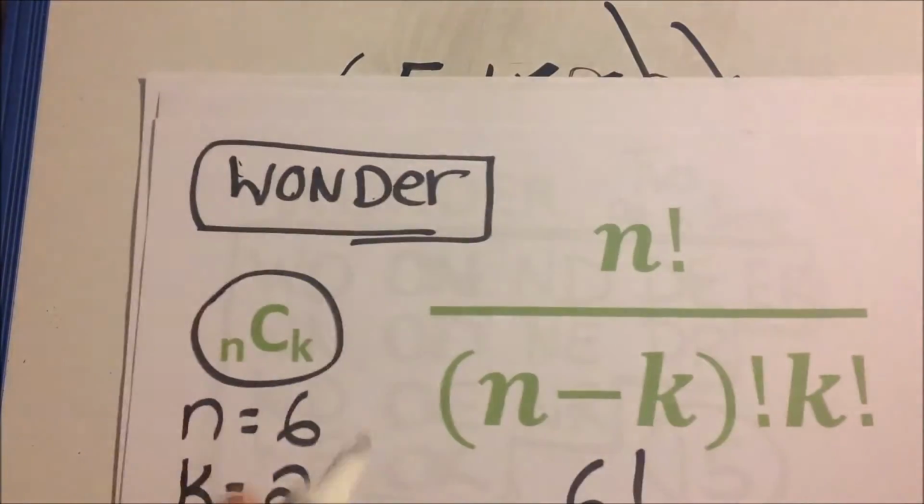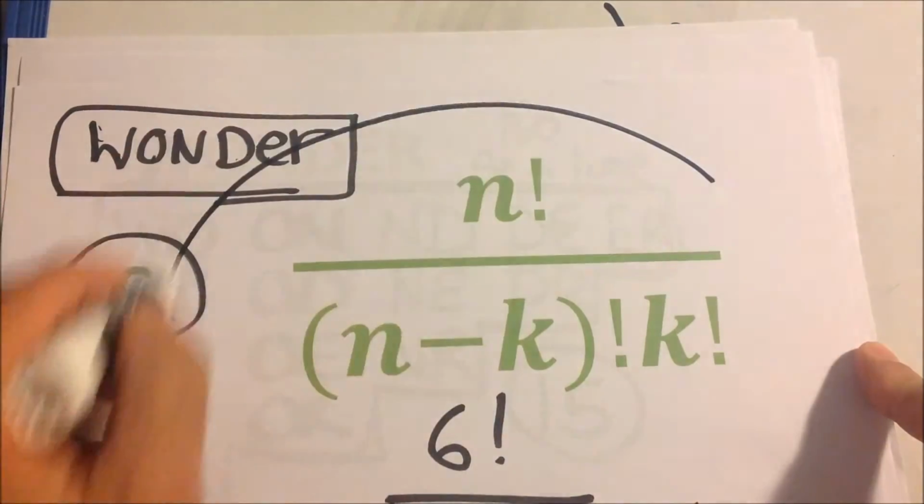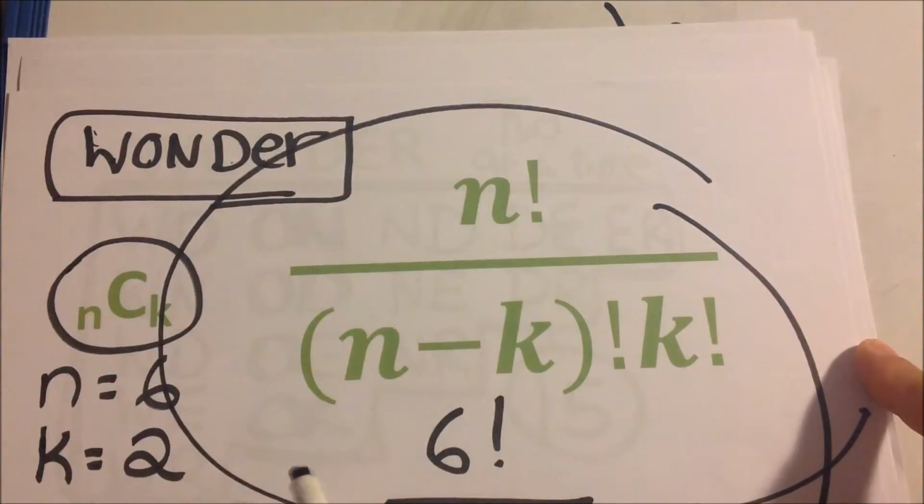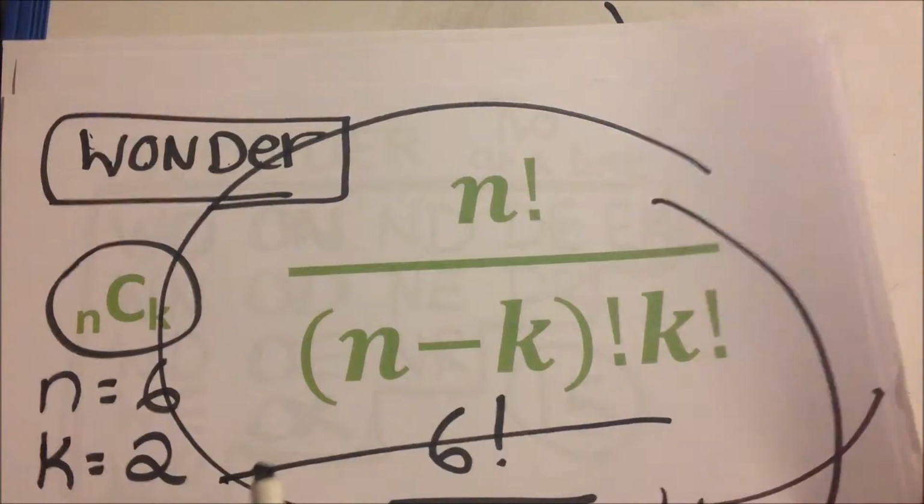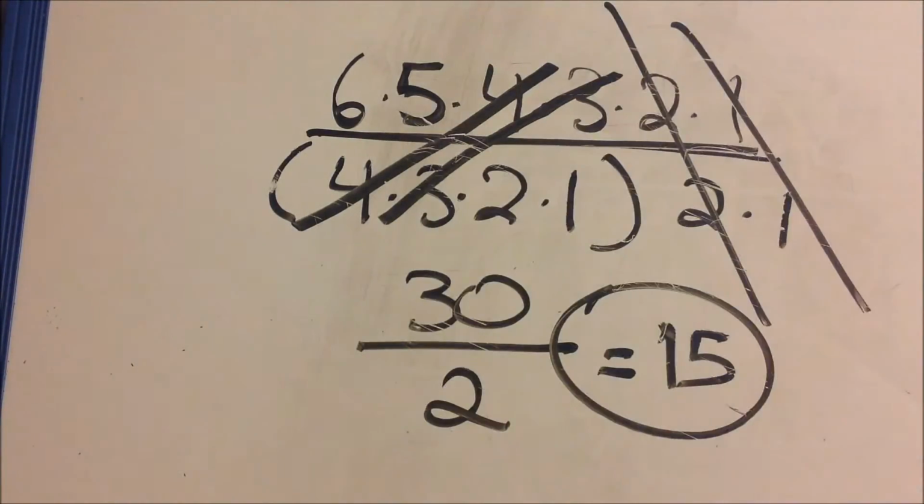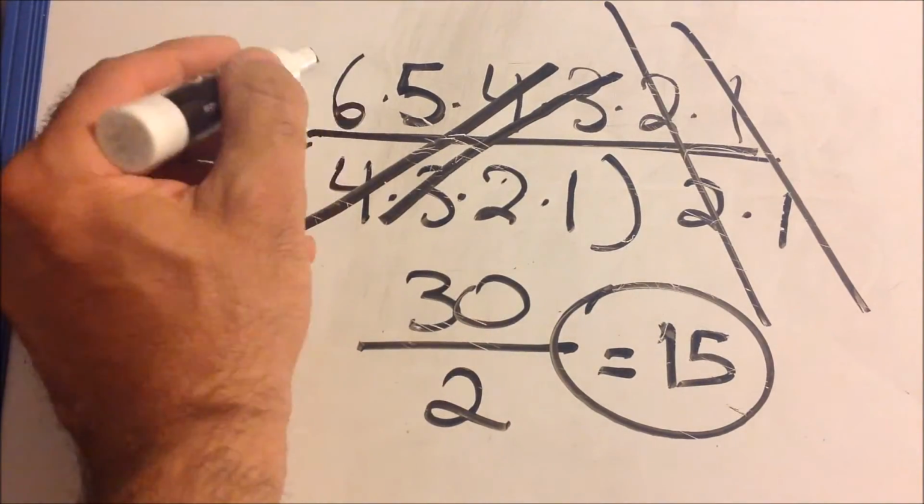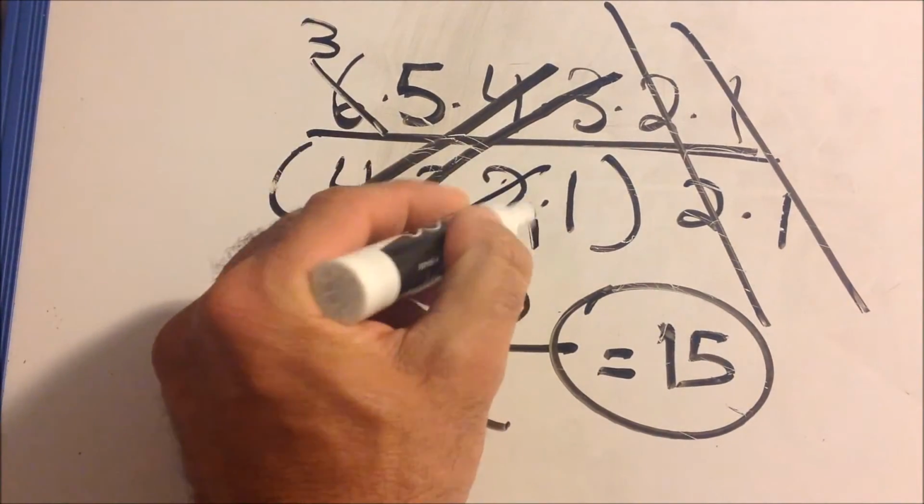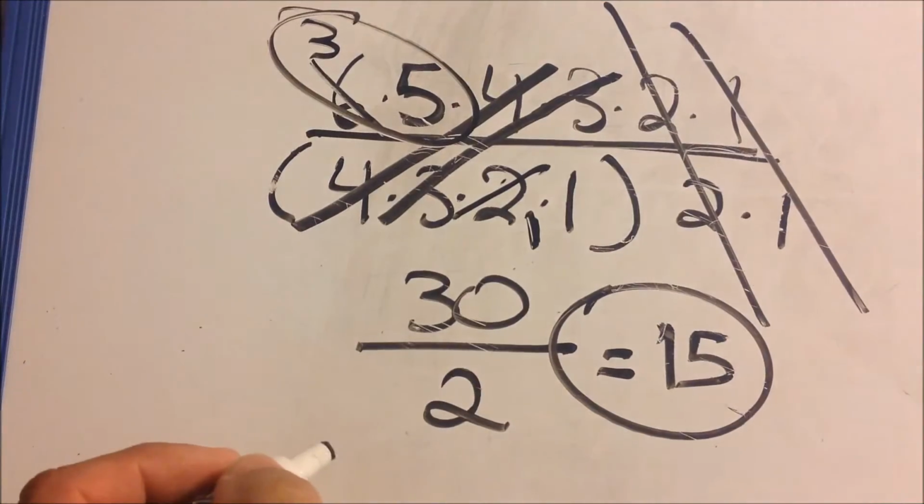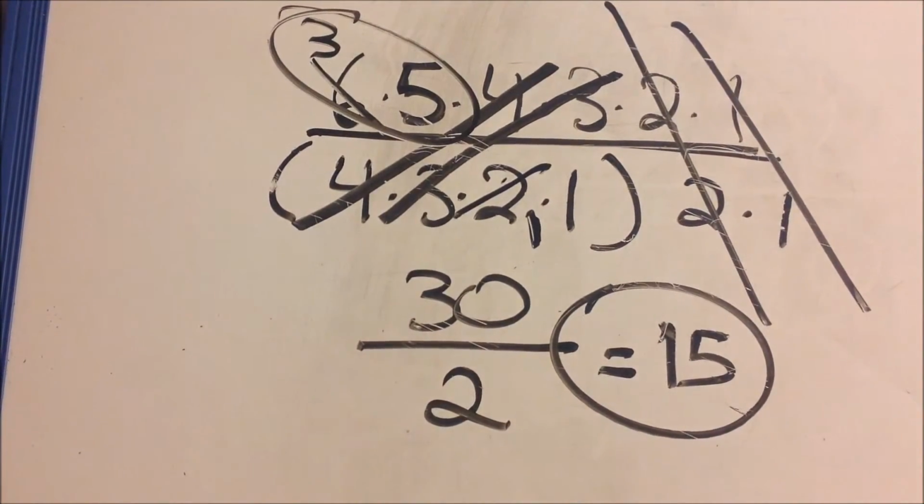So you can use this formula right here to get the combinations. Now I said before we could have canceled more. Of course we could have. The 2 goes into 6 3 times, and then you would have had 3 times 5. It's 15. So you can keep canceling if you can.